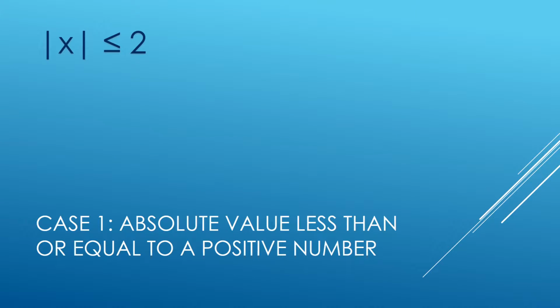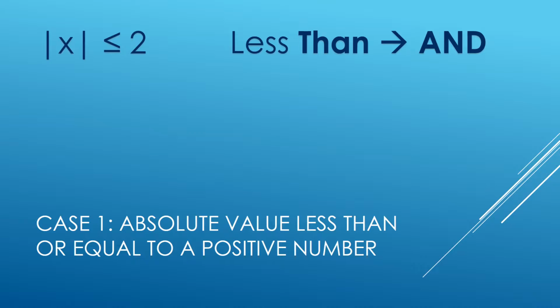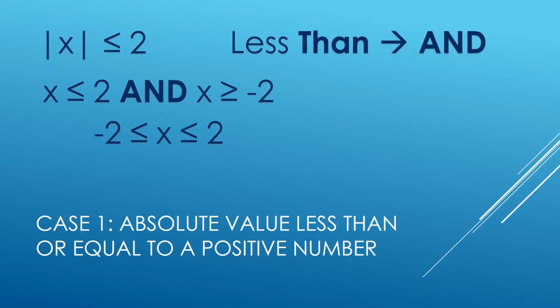Alright, this next example is also an example of case 1, but in this case we're going to use less than or equal to a positive number. Once again, less than sounds like and, and we're going to take a look at our two inequalities. First one, x less than or equal to 2. I just dropped the absolute values and used the same inequality direction and the same number, 2. But in my second inequality, I changed the direction of the inequality and used the opposite of the number. So it's x greater than or equal to negative 2. In the compact notation, it's negative 2 less than or equal to x less than or equal to 2.